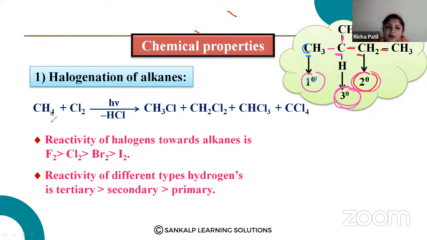So first, the replacement of only one hydrogen yields this compound. Then the replacement of a second gives CH2Cl2. Replacement of the third hydrogen gives CHCl3, and replacing all four hydrogens gives CCl4. So, the reactivity of different types of hydrogen: if the replacement takes place at the tertiary carbon, it will be more stable. So halogenation of alkane is the first chemical property.